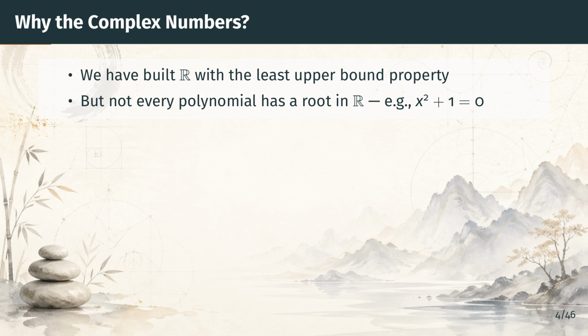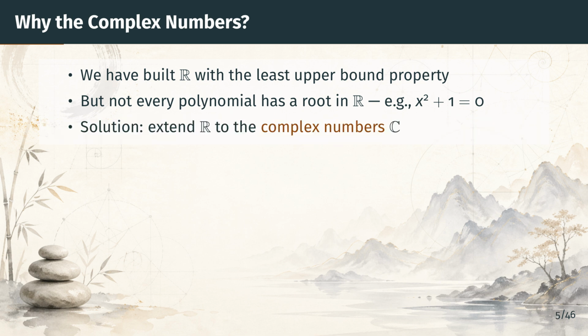The problem is that certain very simple equations have no solution in the reals. For instance, the equation x squared plus 1 equals 0 has no real solution, since the square of any real number is non-negative. This is a serious limitation if we want a number system where every polynomial equation can be solved. So how do we fix this?